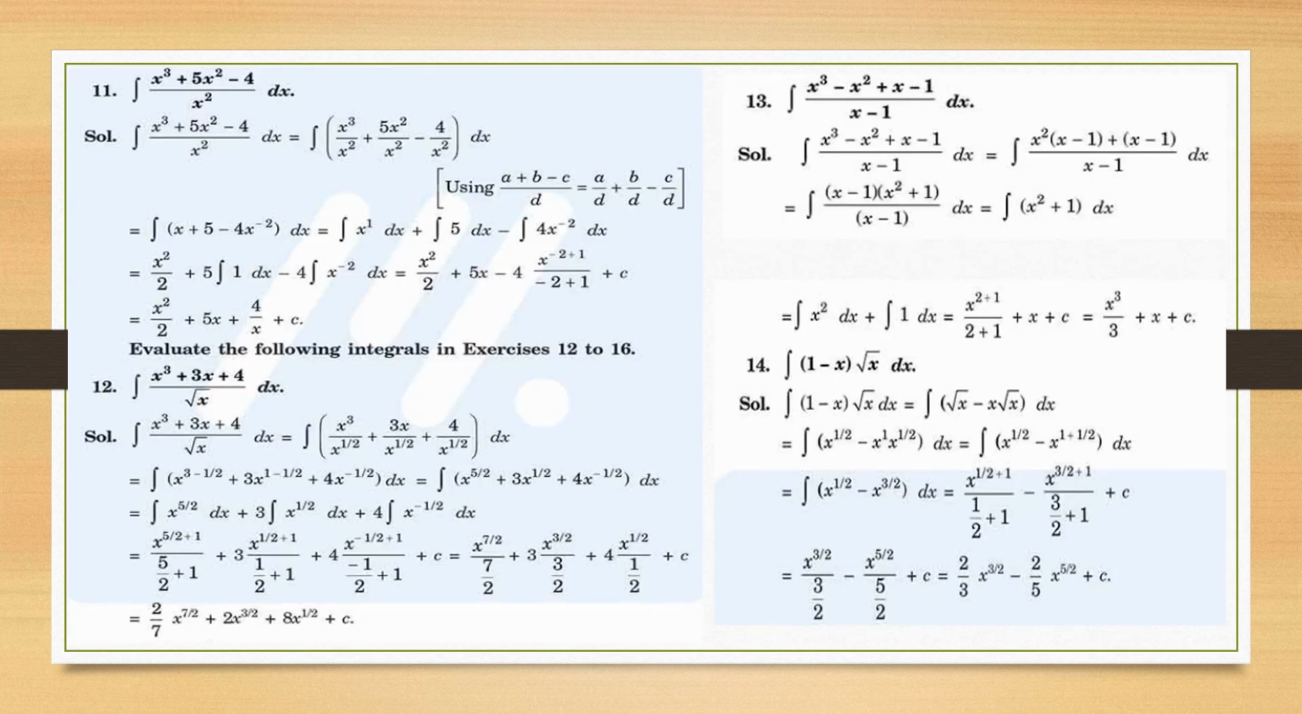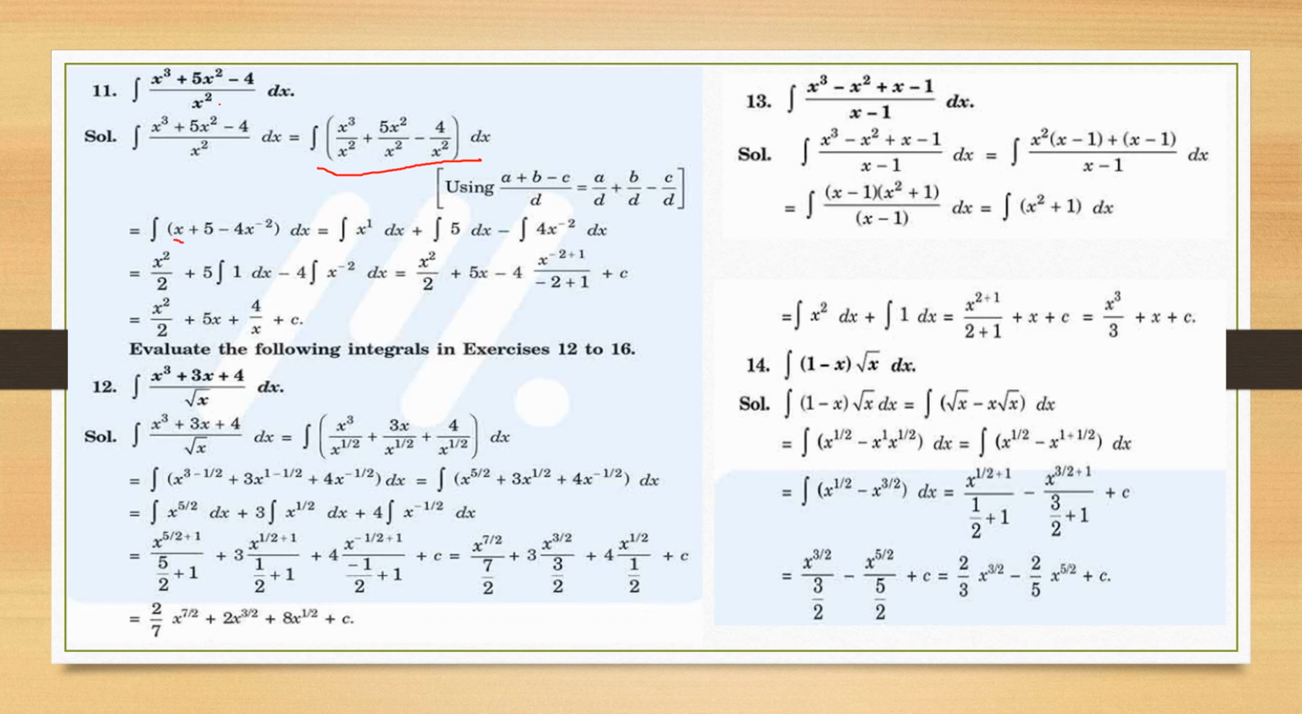Next, here you know that it is a rational function, x cube plus 5x square minus 4 upon x square, right? So we are not thinking about the quotient rule, it is not like a derivative. So again separate the terms, break the numerator and separate the terms. So it is x cube upon x square plus 5x square upon x square minus 4 upon x square. So what do you get?